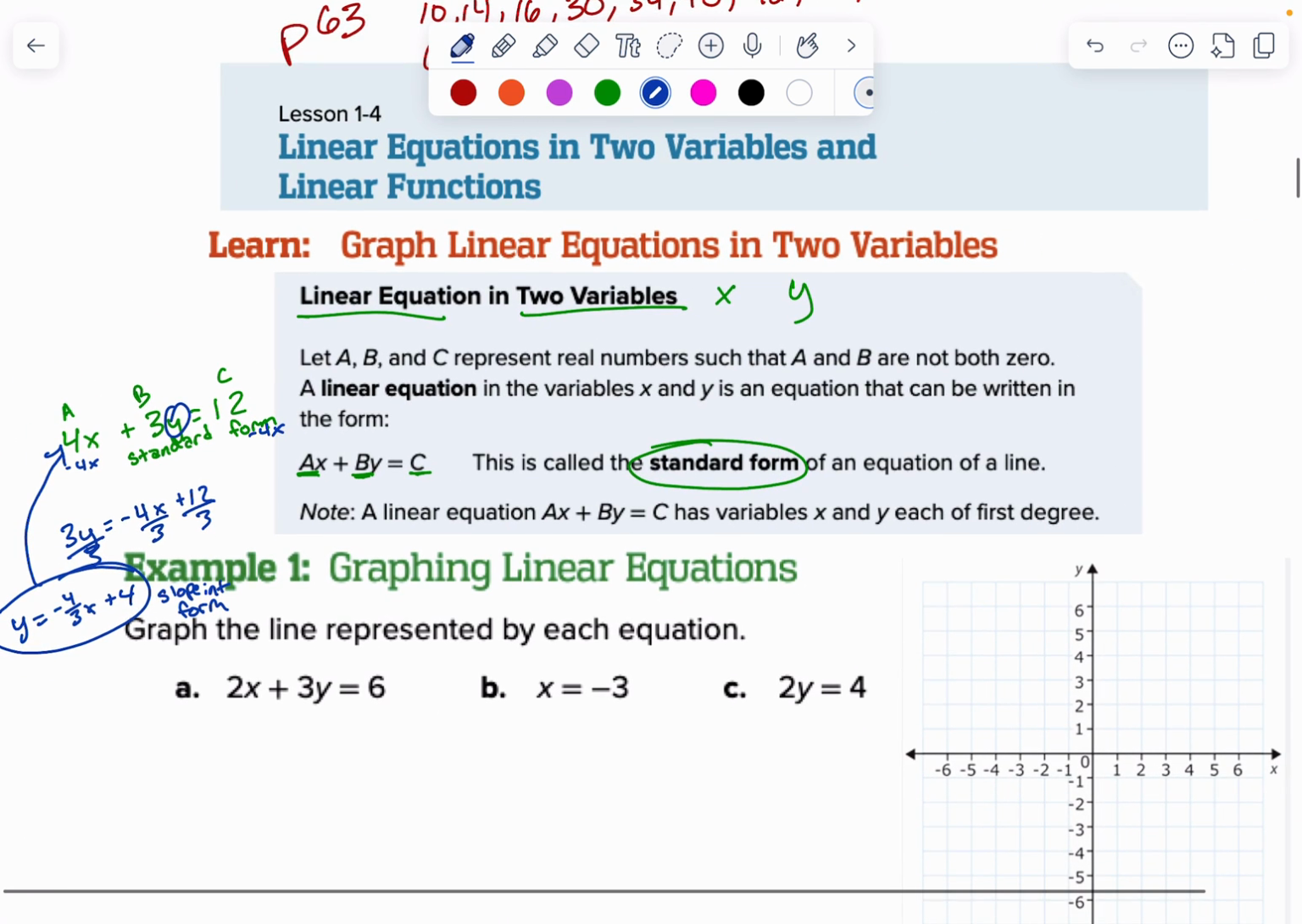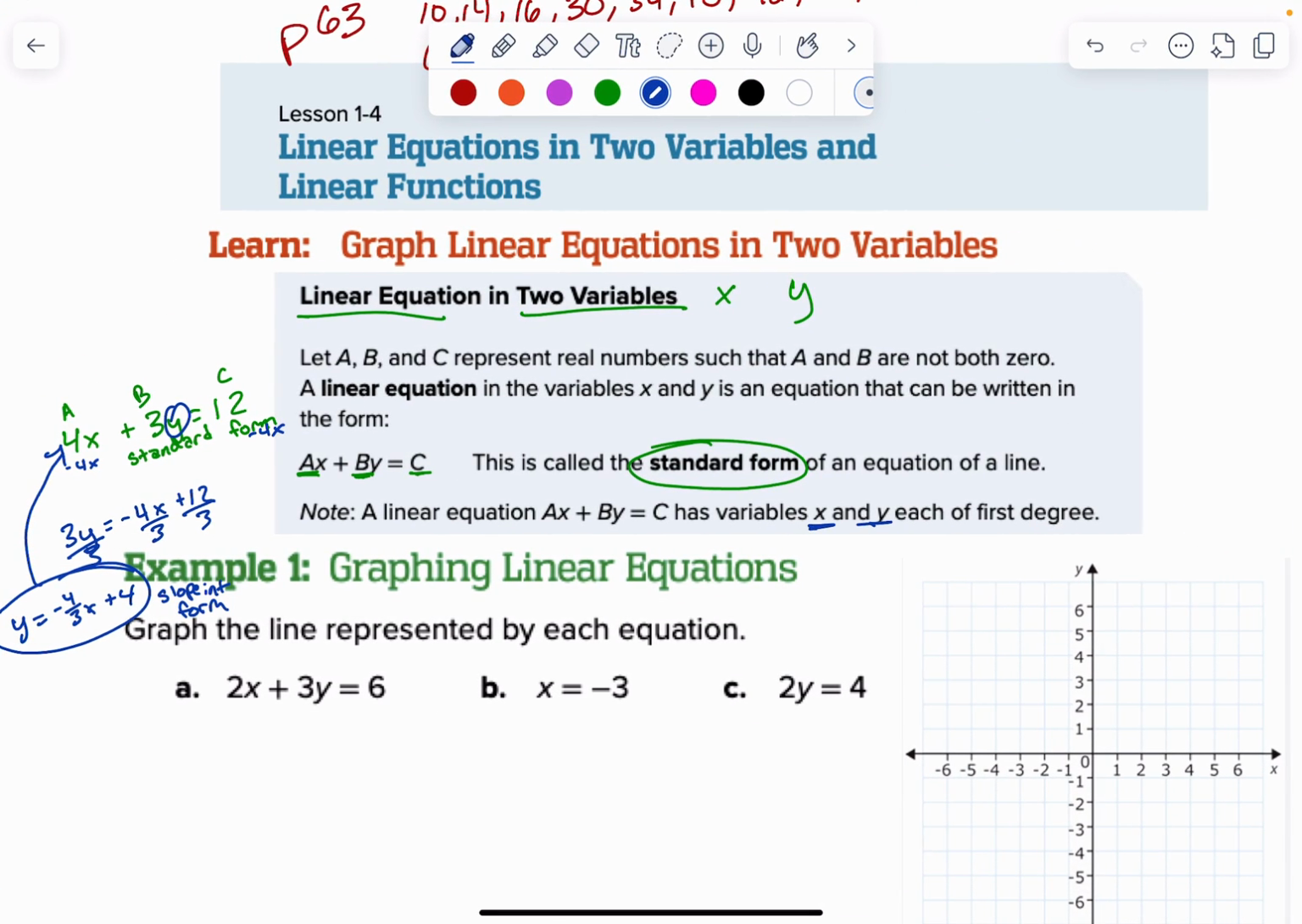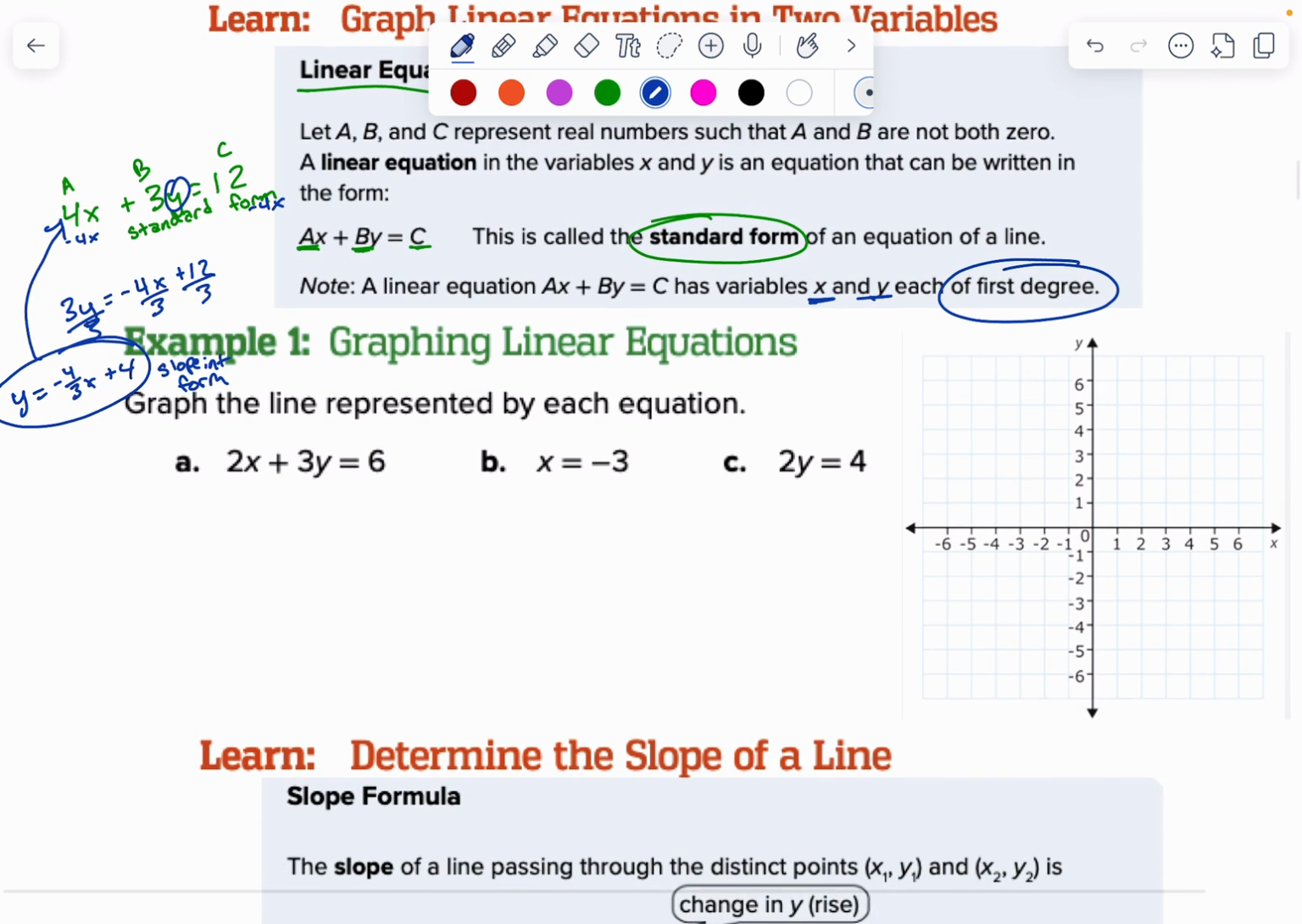So a linear equation has variables x and y. Each are of the first degree. So x to the first power, y to the first power. Good deal. Okay, graph the line represented by each equation.